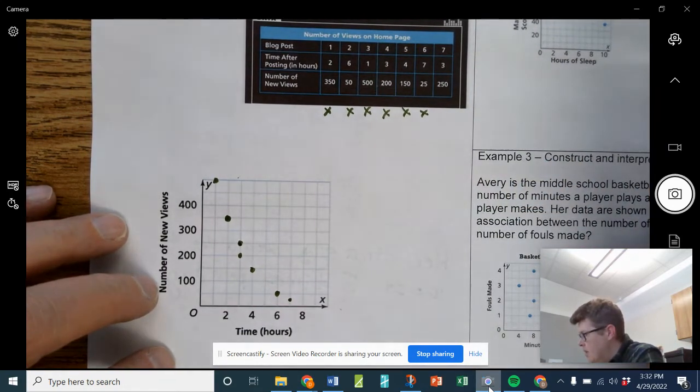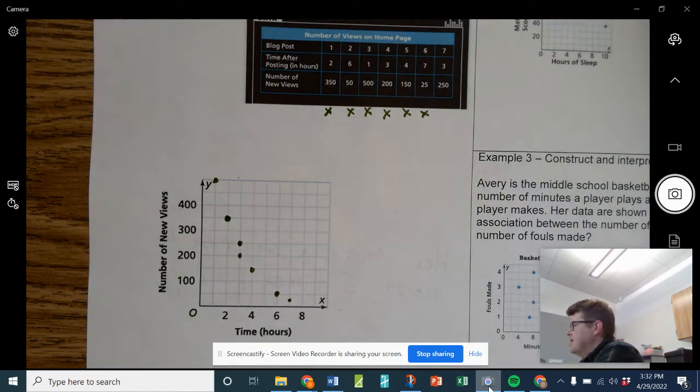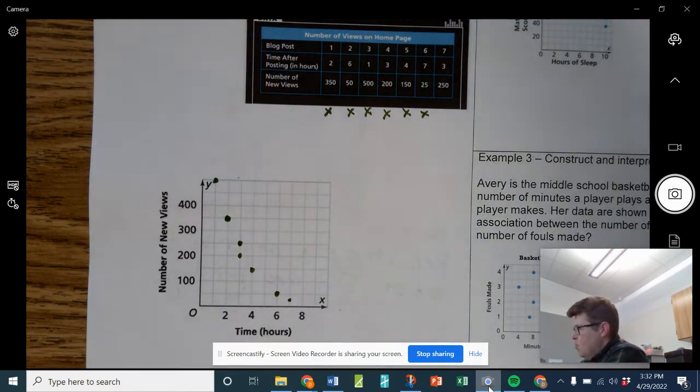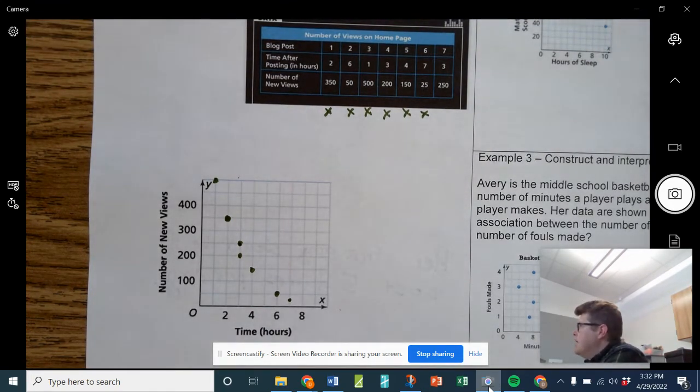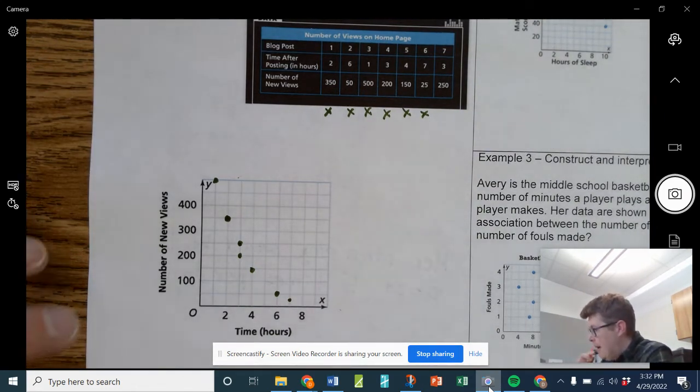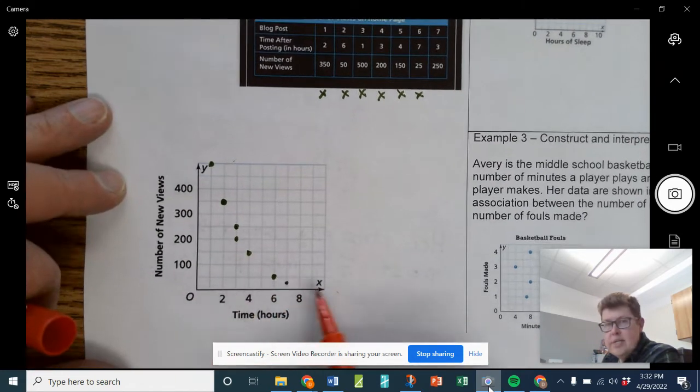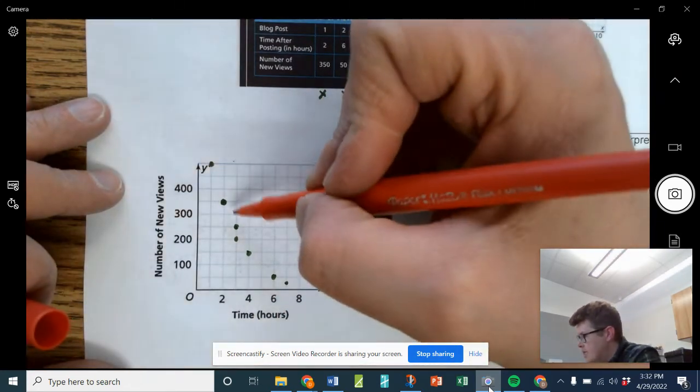But what is the question I'm supposed to be asking here? Shoot. This is example number 1, construct a scatter plot. How can she determine whether there is a relationship between the time after posting and the number of new views? Well, what we can see is that as the time after she posts increases, the number of views she gets decreases.